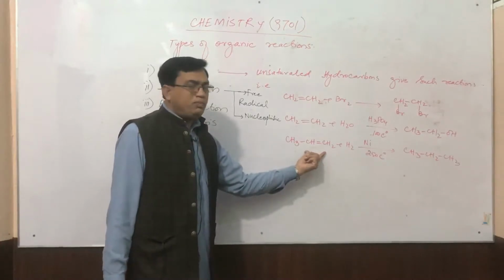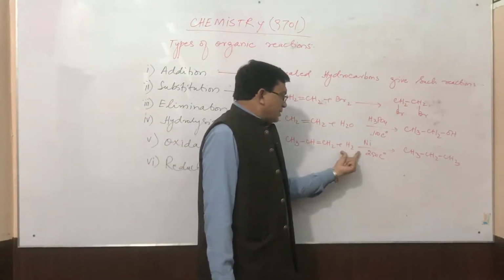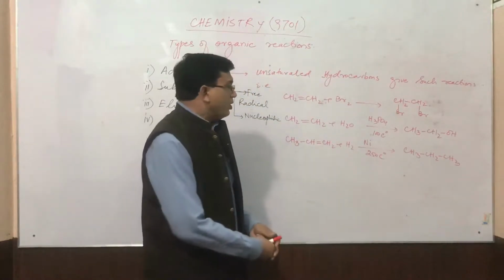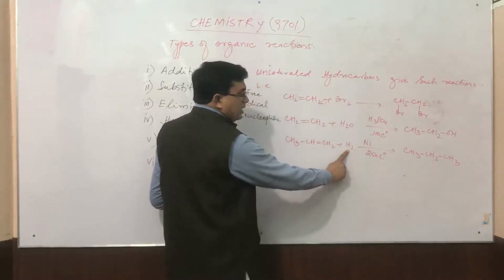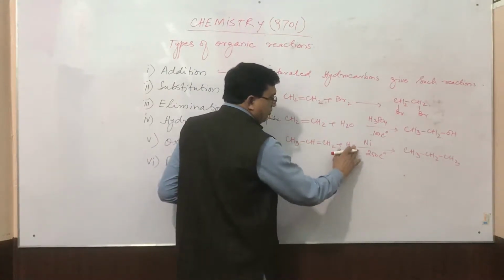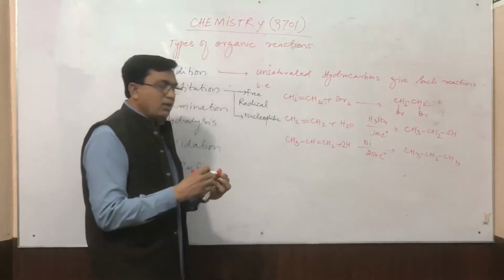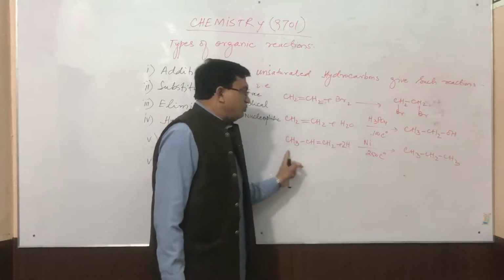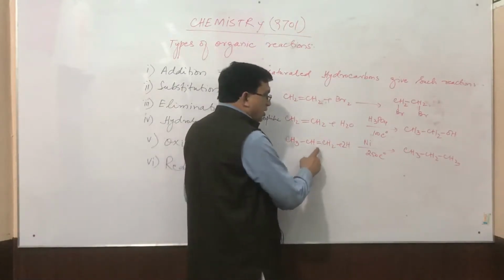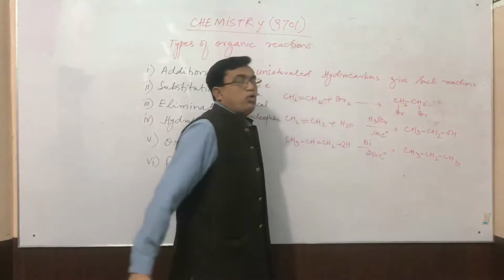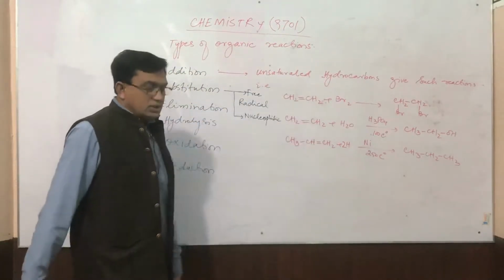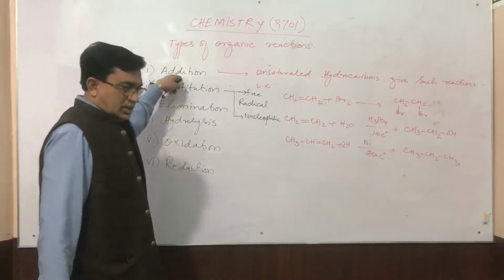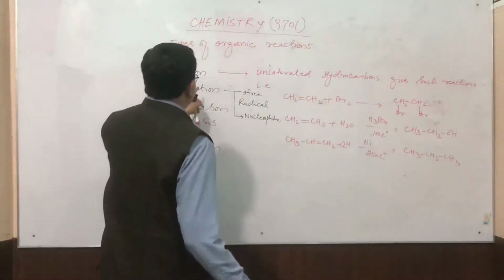Next, if we take propene and react it with hydrogen in the presence of nickel as a catalyst, what will happen? Nickel will convert these molecules first into two hydrogen atoms, which will increase their reactivity, and these will be added into the propene producing propane, a saturated hydrocarbon. So these are some of the examples showing that these are addition reactions.